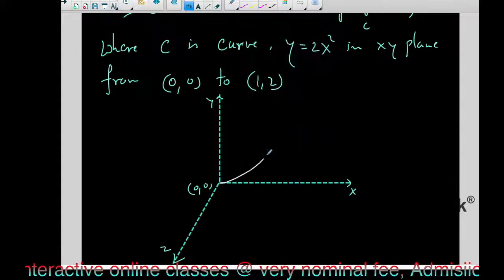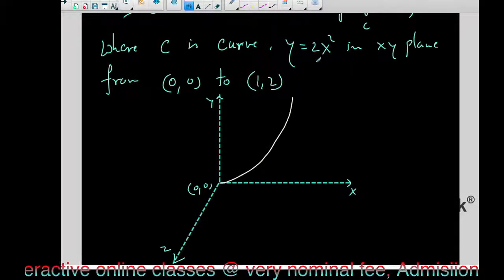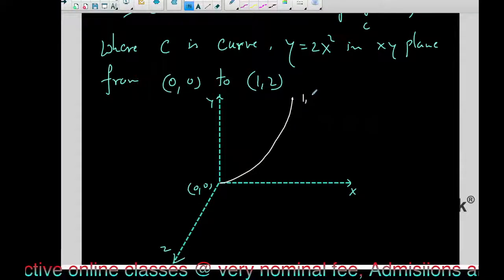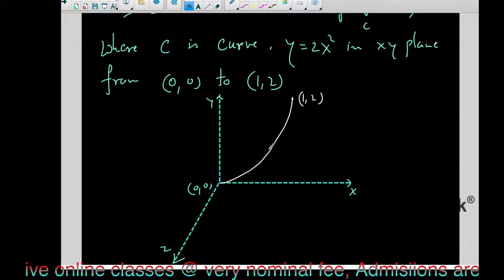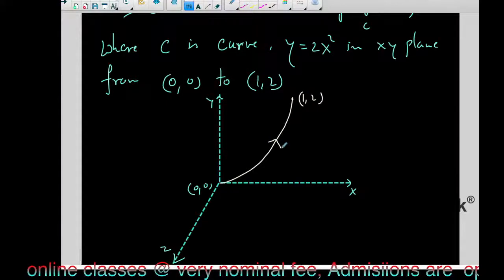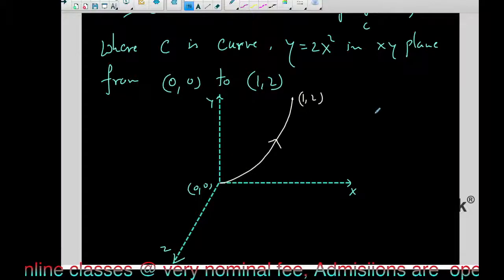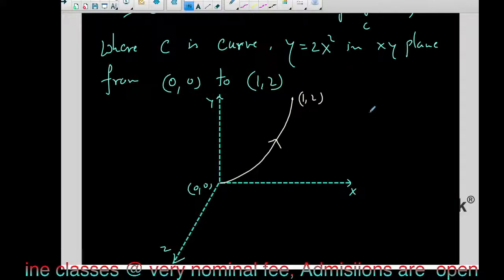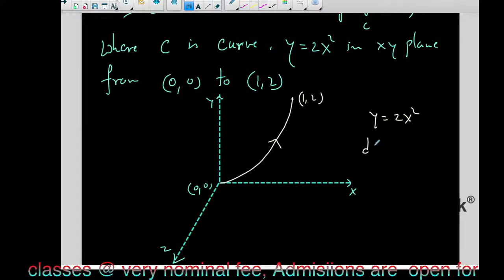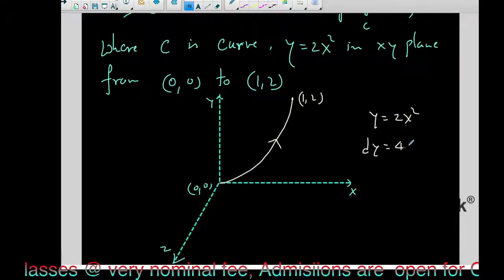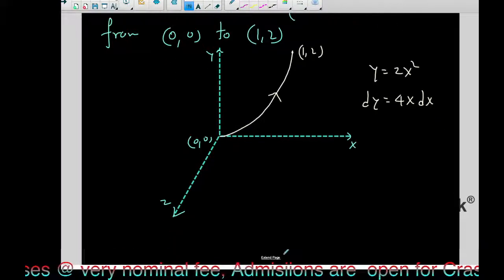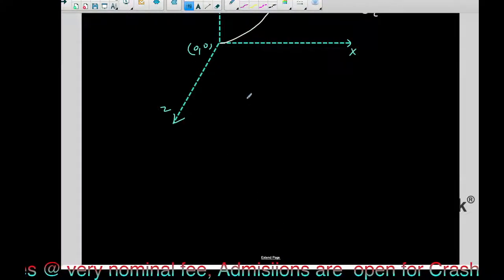The curve is along y equal to 2x square, and the point is here (1, 2), right? And we have to go along with this curve. So it's pretty easy. What you will do: y equal to 2x square, just differentiate. dy equals 4x dx, correct? And then go ahead integrating as f dot dr.